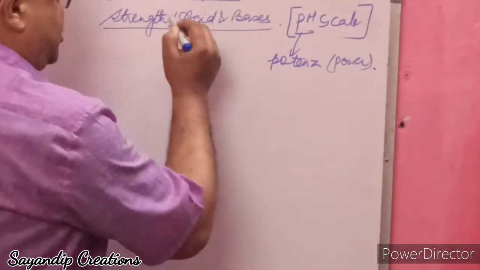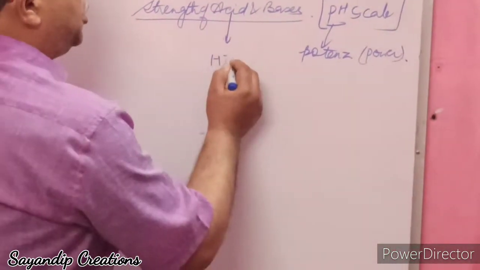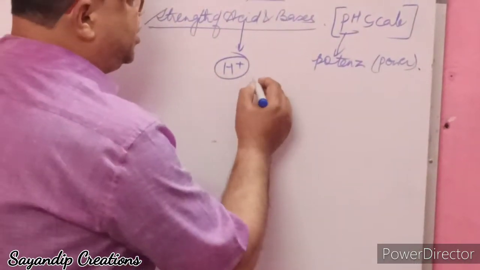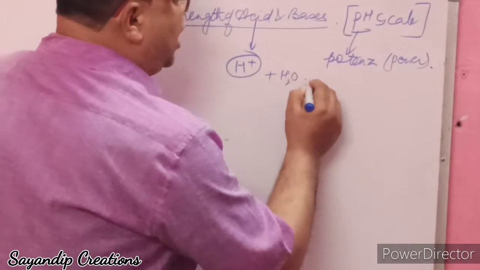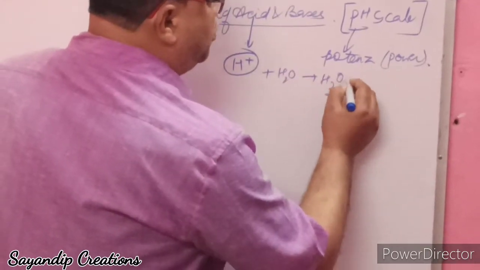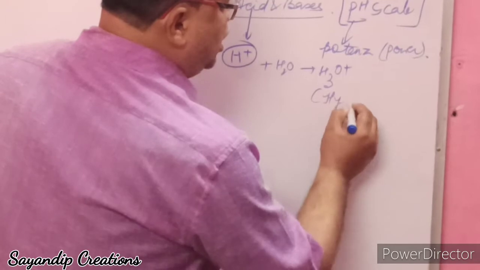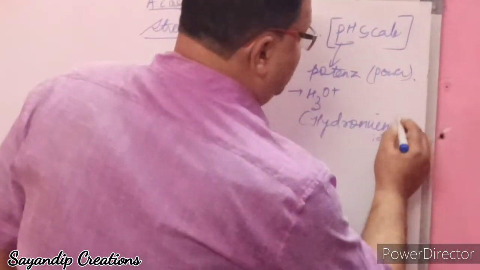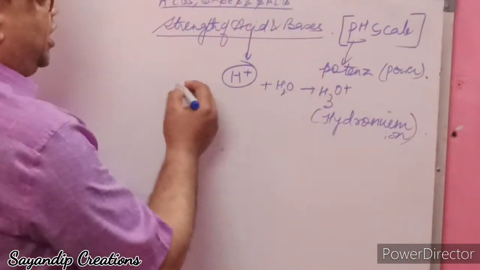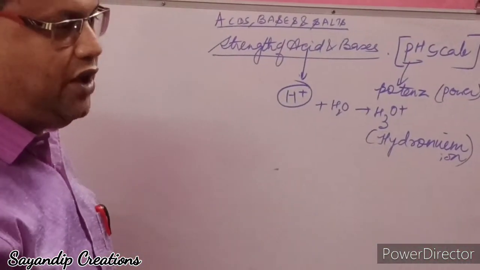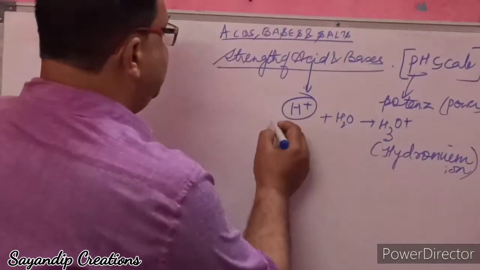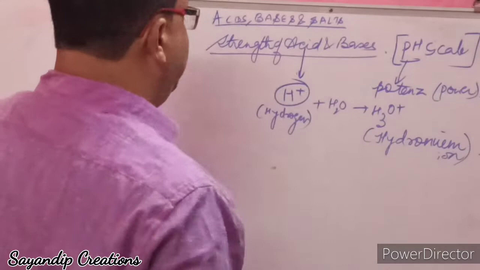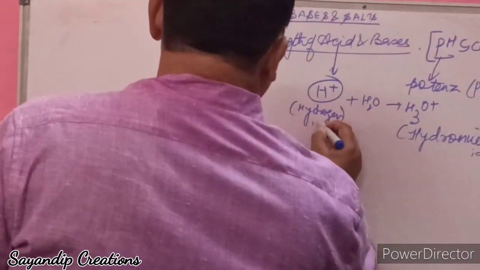You can measure the strength of an acid by the hydrogen ion. This is called the hydrogen ion, or if it is taken in water, you call it the hydronium ion, H3O plus. First understand this, and then when I give you the notes, you copy it down. This is the H plus ion, the hydrogen ion.